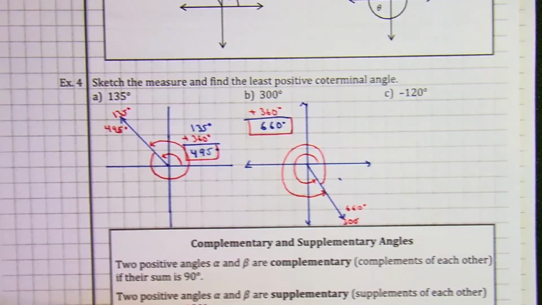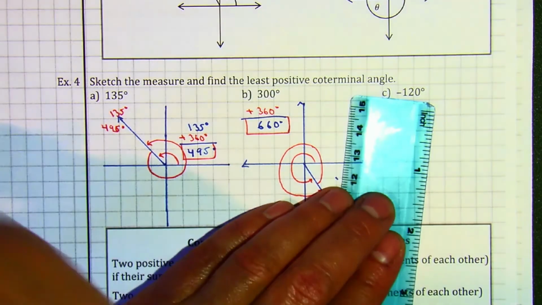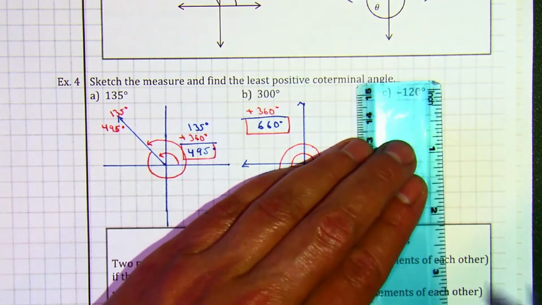Letter C. I'm going to place a quick 4x4 graph.